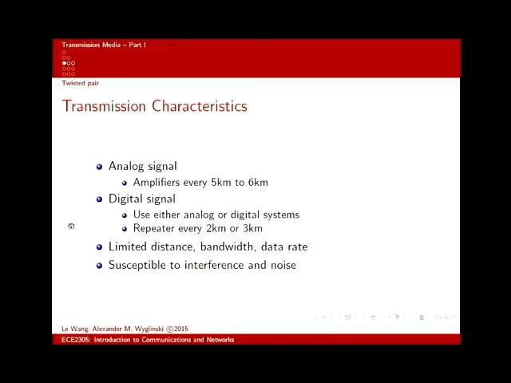So, transmission characteristics. For instance, at home, I was wondering, how far can I fish wire a twisted pair in my house before I need a repeater or something like that? Well, the answer is, if you're doing an analog signal, 5 to 6 kilometers. If it's a digital signal, like my Ethernet, my wired network, you need something like every 2 to 3 kilometers or so. But again, the problem with unshielded is that it's susceptible to interference and noise. And again, the bandwidth compared to optical communications ain't there.